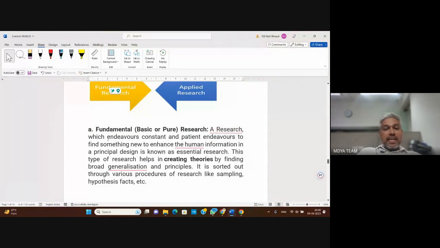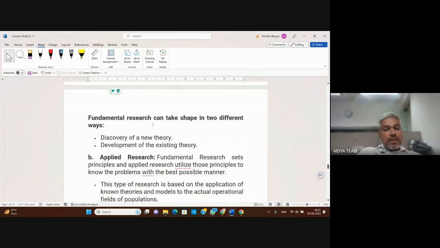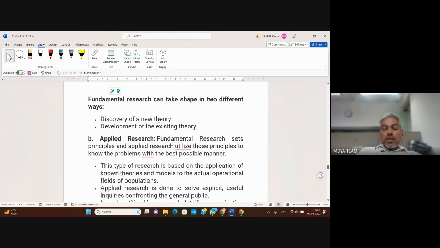A research which endures constant and patient endeavors to find something new to enhance human knowledge in principle is known as essential research, right? This type of research helps in creating theories by finding broad generalizations and principles. It is carried out through various procedures of research like sampling, hypothesis, facts, etc. Fundamental research can take shape in two different ways: discovery of a new theory, and development of an existing theory. So fundamental research always discovers a new theory or develops an existing theory.